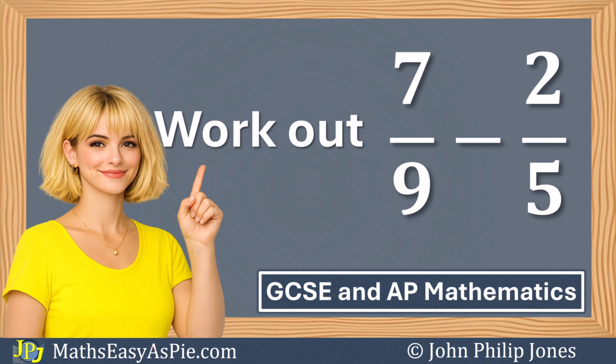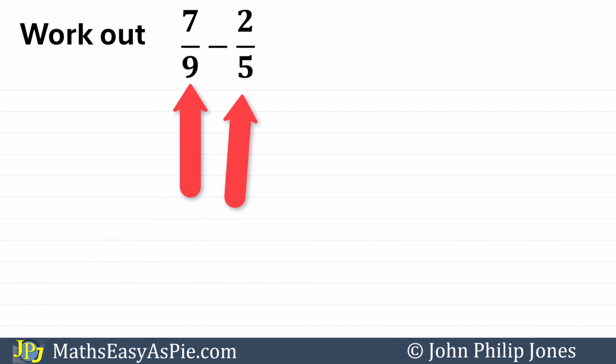Consider this. Work out 7/9 minus 2/5. We'll continue with this on the next slide. The 9 and the 5 are the denominator of their respective fraction. To proceed, we need to create a common denominator by looking for the lowest common multiple of 9 and 5.